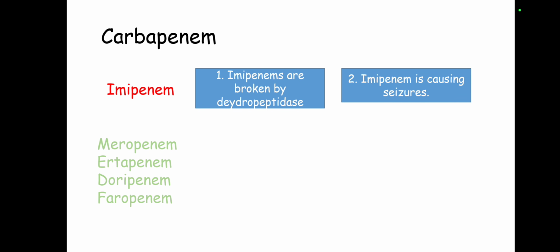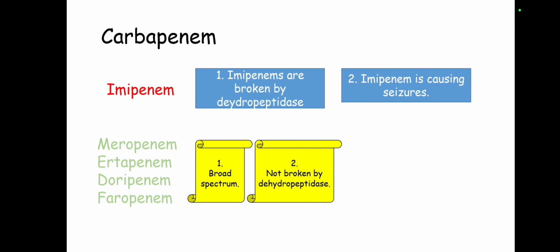and faropenem. Now, like imipenem, all these four drugs are also broad spectrum. That is, they are effective against gram positive, gram negative, pseudomonas, and even anaerobes. But unlike imipenem, these are not broken up by dihydropeptidase. Therefore, they can be given without cilastatin.